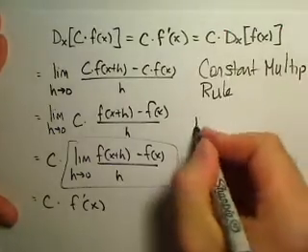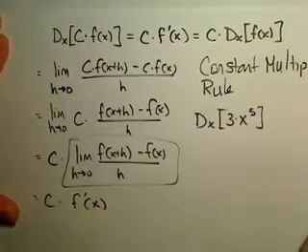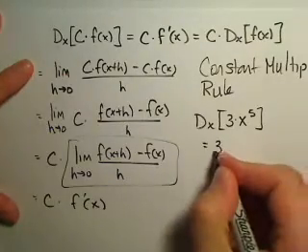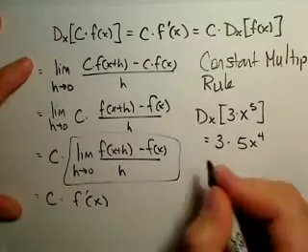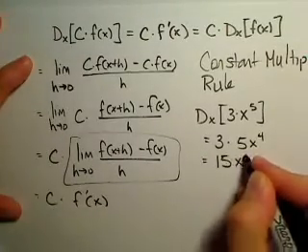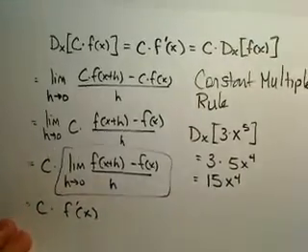And so, for example, the derivative of 3 times x to the fifth is going to be 3 times the derivative of x to the fifth. So 15 x to the fourth. Pretty much the nicest rule you could hope for.